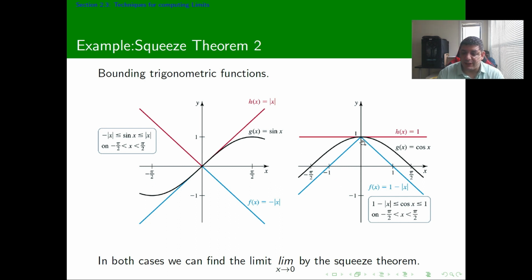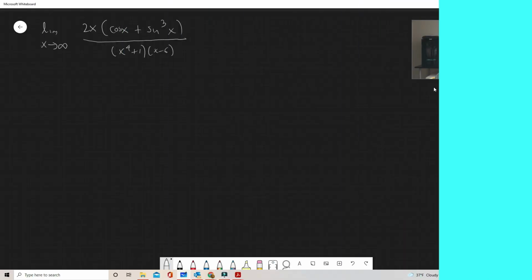So if I need something that gets closer to this, what I do is I just add 1, so the function is going to go up 1 unit. And so now notice that this function cosine of x is bounded by a function above and a function below close to 0. So with this, in both cases, we'll be able to find the limit when x goes to 0 by the squeeze theorem. With the sine, by using just the absolute values, and with the cosine by using 1 minus the absolute value of x and the function 1.